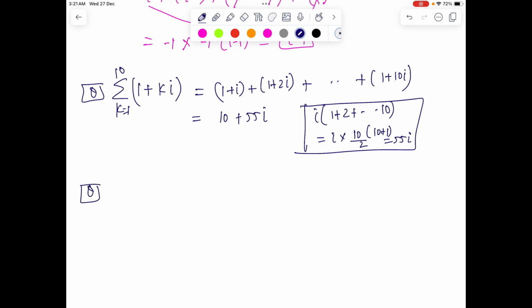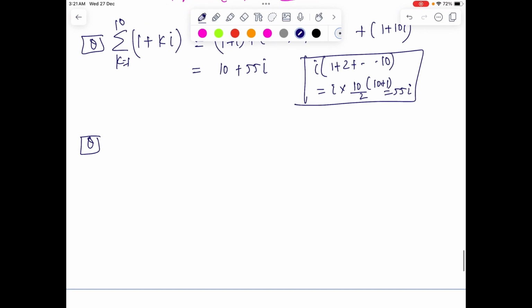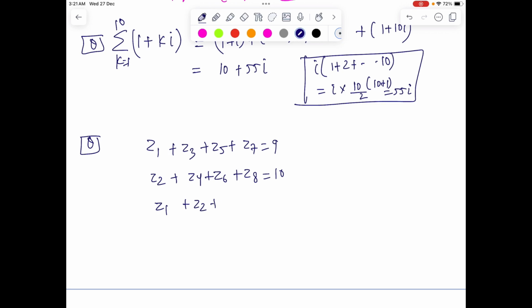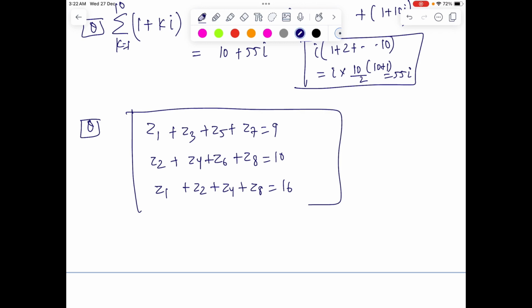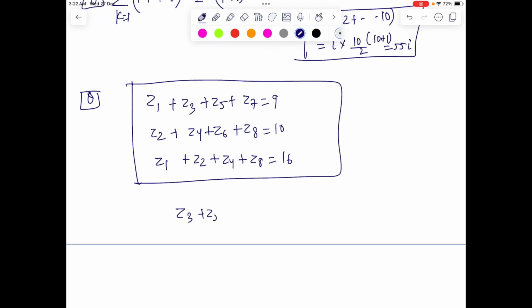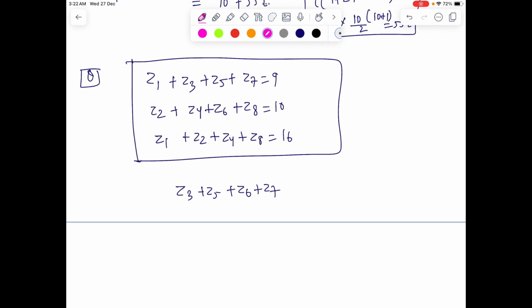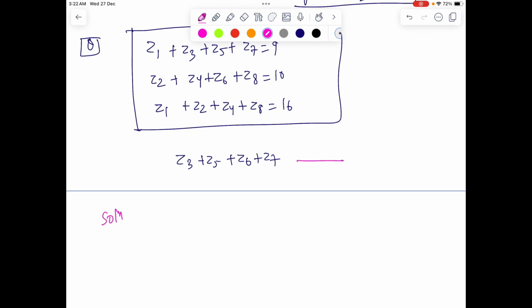Let's solve one of the challenging questions. So suppose we have 8 complex numbers which satisfy z1 plus z3 plus z5 plus z7 equals 9, z2 plus z4 plus z6 plus z8 equals 10, z1 plus z2 plus z4 plus z8 equals 16. So we have 8 complex numbers which satisfy this. We need to find z3 plus z5 plus z6 plus z7. And again, that's not too difficult. You can give a pause and think.